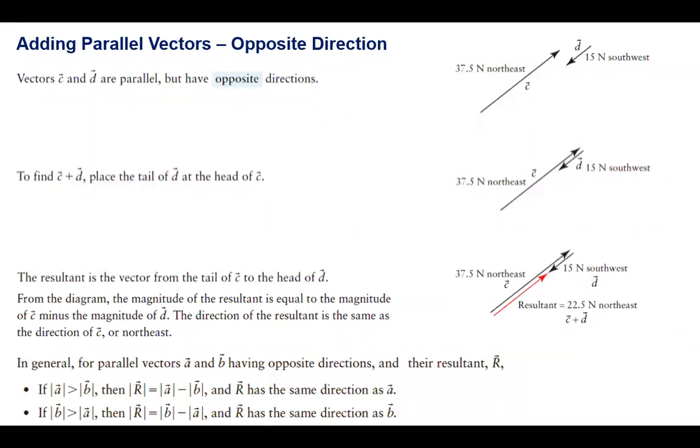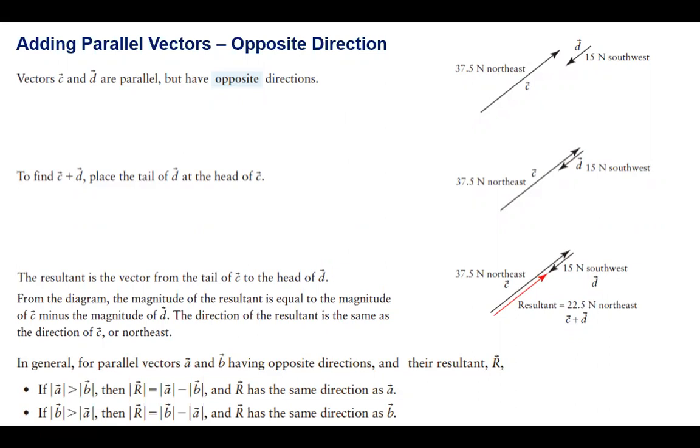From the diagram, the magnitude of the resultant is equal to the magnitude of vector C minus the magnitude of vector D. The direction of the resultant is the same as the direction of vector C, or northeast, because apparently vector C has larger magnitude, right?